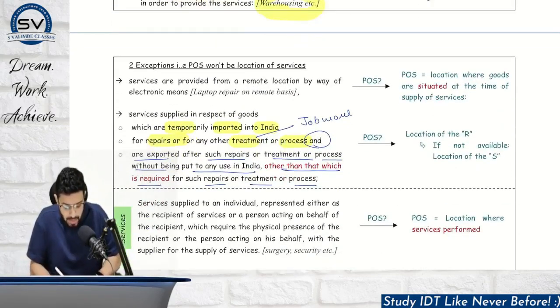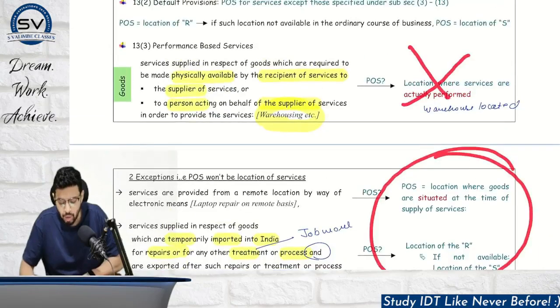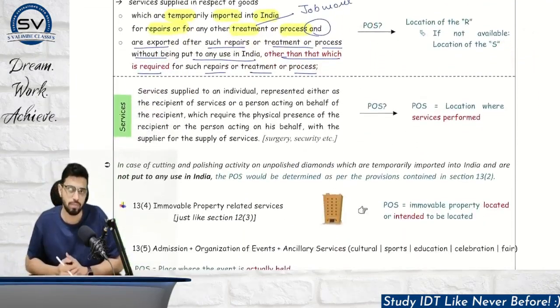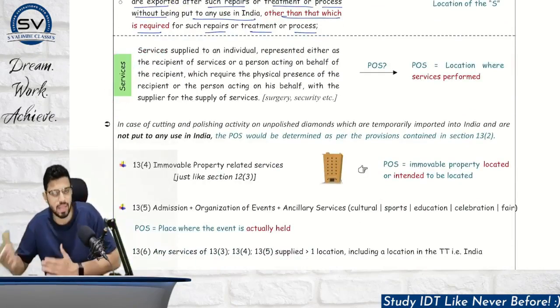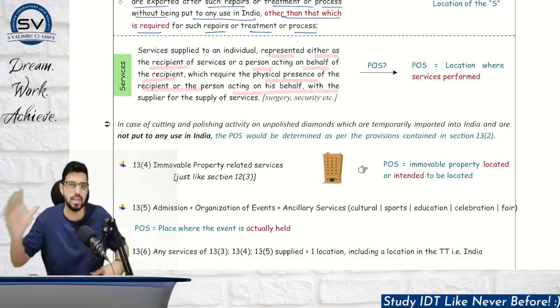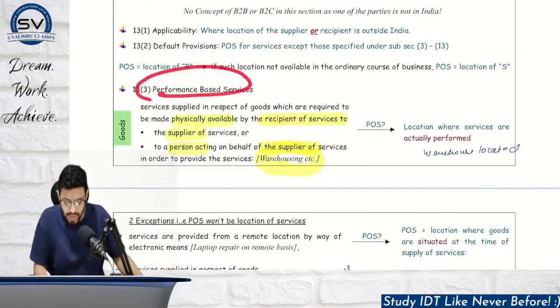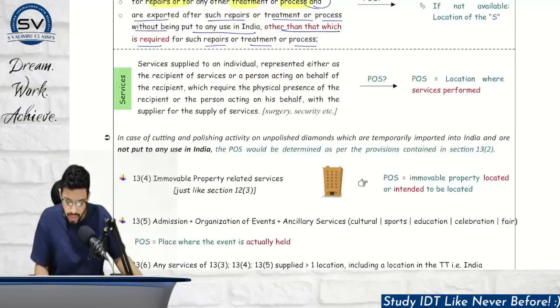So these both are also performance based services, but here a separate rule is applied, not the location where the services are actually performed. Okay, now performance based services with respect to basically some services instead of something with respect to goods. If there are services supplied to an individual represented either as the recipient or person acting on behalf of recipient where physical presence of the person is required. So basically these are performance based services, right? So physical presence is required. Okay, here physical presence is required.